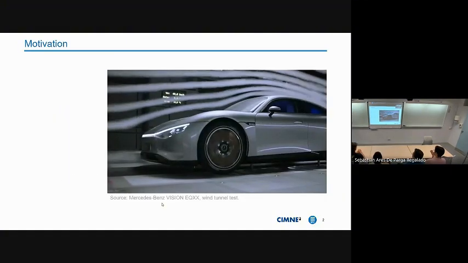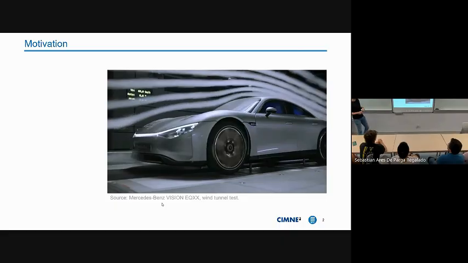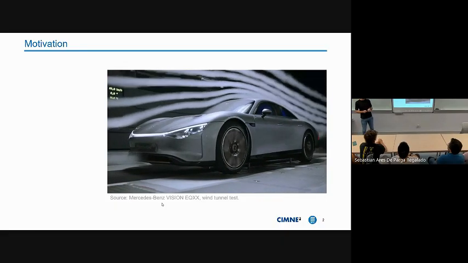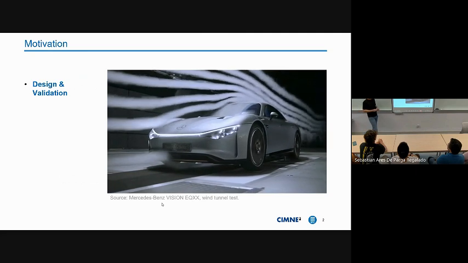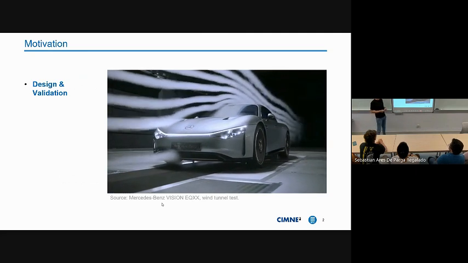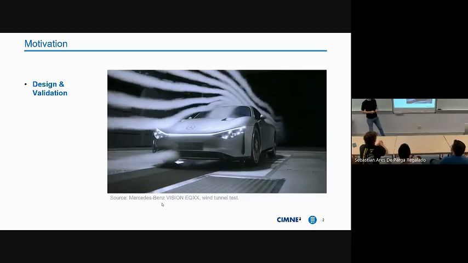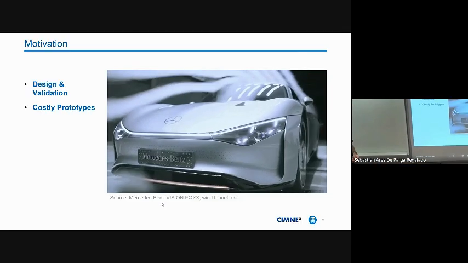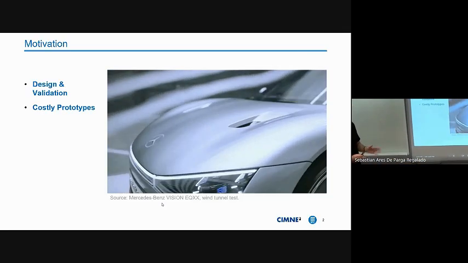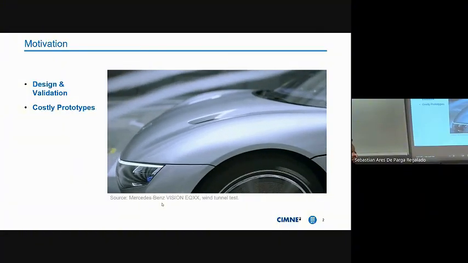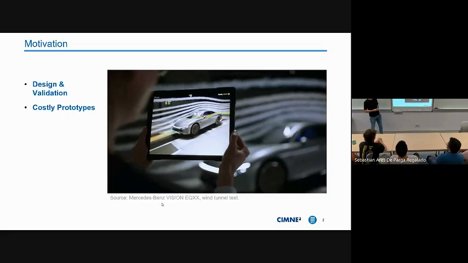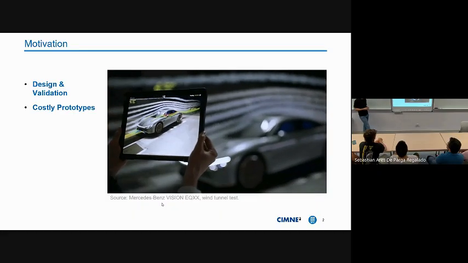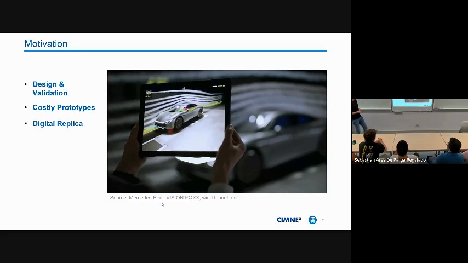Let me start by saying that in current engineering, for the design and validation process, we still use experiments. The thing about experiments is that these are often too expensive if you want to go to the original prototype, because if you want to modify something to see how the experiment acts with this modification, you'll have to build either another prototype or modify that part of the prototype.